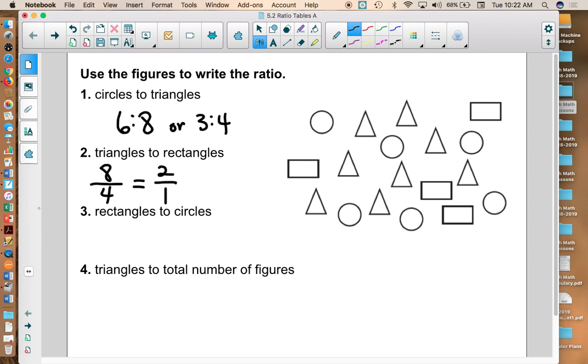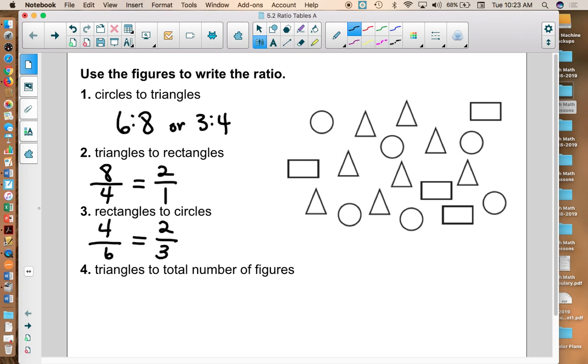What about rectangles to circles? Somebody tell me rectangles to circles. Ben, 4 to 6. 4 rectangles to 6 circles. What's the equivalent ratio with that? What's an equal ratio for that one? In other words, simplify it. What's it going to be, Jaden? 2/3 or 2 to 3.